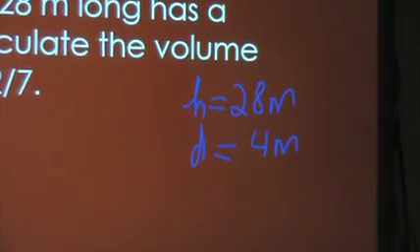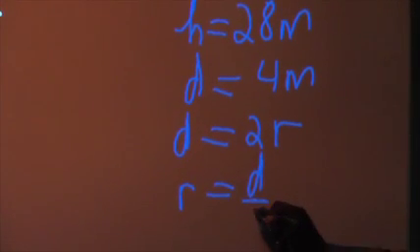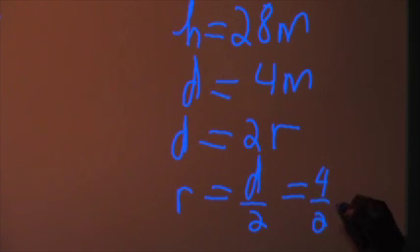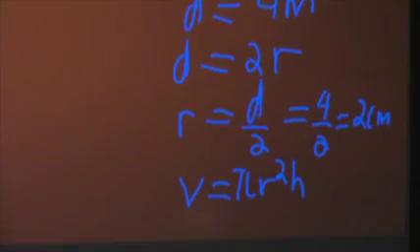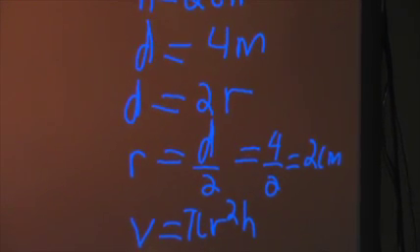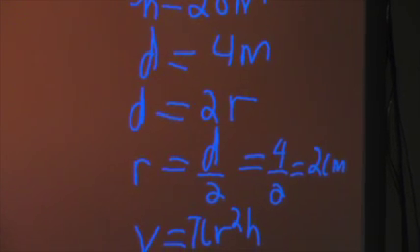Now, before we move along, let's go back to the relationship between the diameter and the radius. We understand the diameter is equal to 2 times the radius. So the radius would be the diameter divided by 2. In this case, it's going to be 4 divided by 2, and that's going to be 2 meters. Now with all the information we need, the formula for a cylinder is pi r squared h. We can substitute and find the volume of our cylinder. So V equals pi, and we are told to use 22 over 7 as pi, times the radius, which is 2 squared, times the height, which is 28. Sorry, I wrote 22 over 2. It's actually 22 over 7.